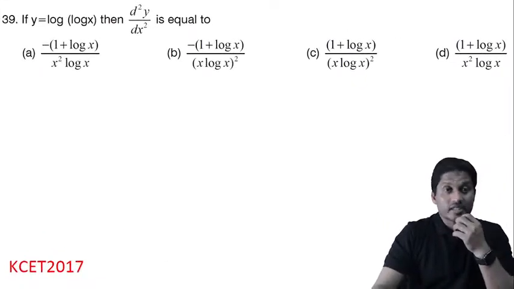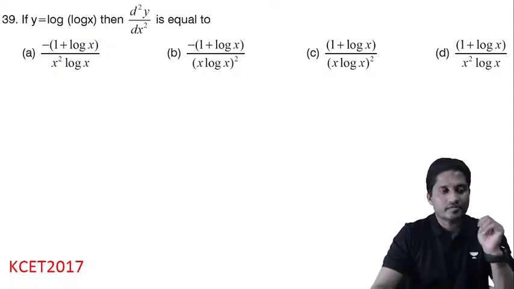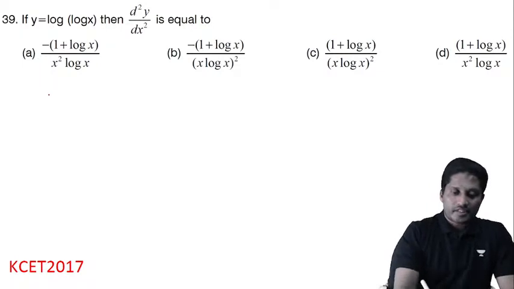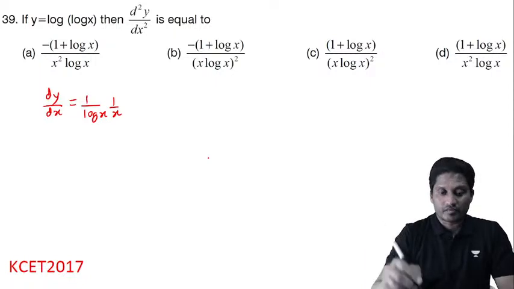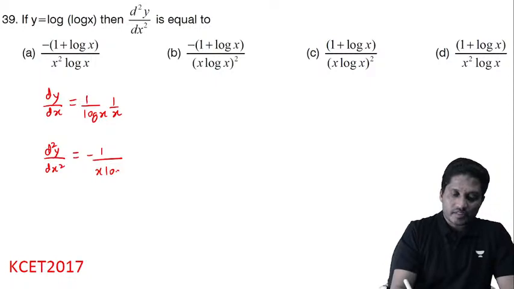D square y by dx square of log of log x. Twice you have to differentiate, successive differentiation. If I differentiate once, dy by dx is equal to 1 by log x, since differentiation of log x is 1 by x. Right, if I differentiate once again, no need to use the quotient rule. D square y by dx square: differentiation of 1 by x is minus 1 by x square, so minus 1 by x log x the whole square.